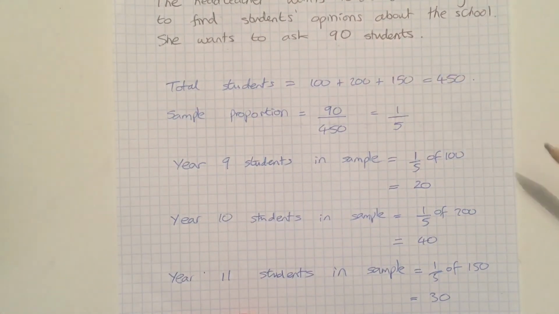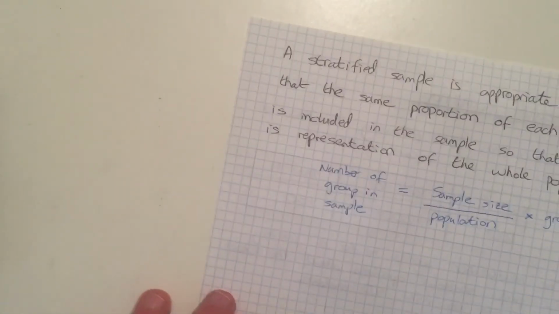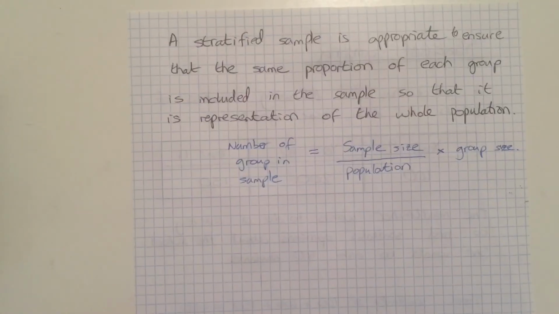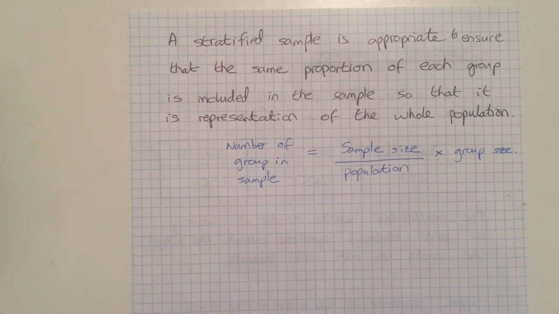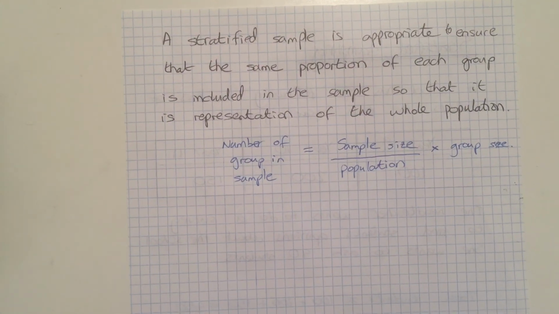So there we go. That's how we can work out how many of each group should be in my sample. So a stratified sample is appropriate to ensure that the same proportion of each group is included in the sample, so that that sample is representative of the whole population.